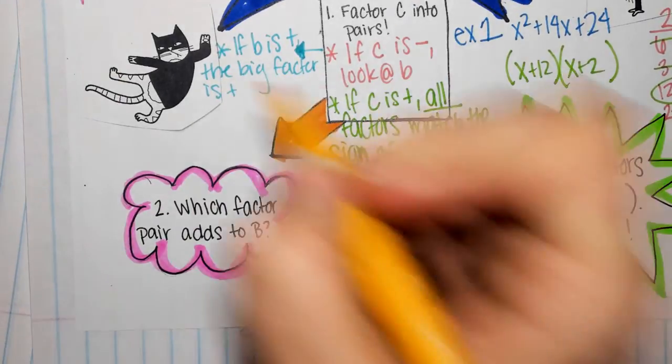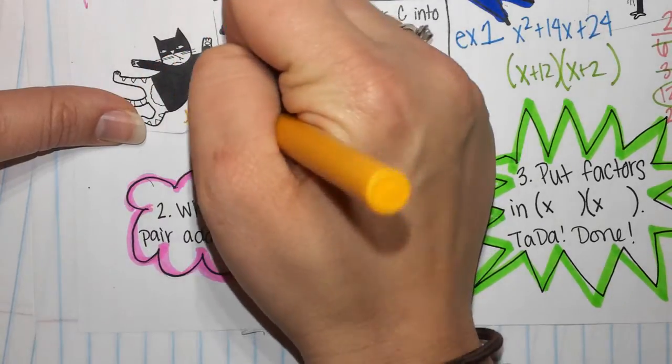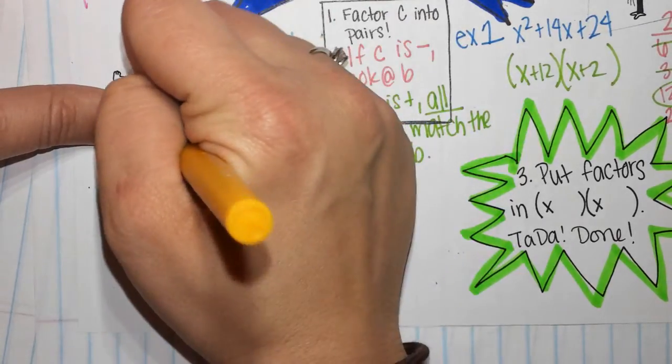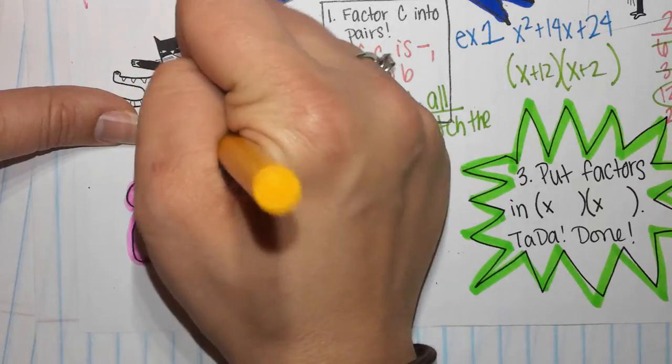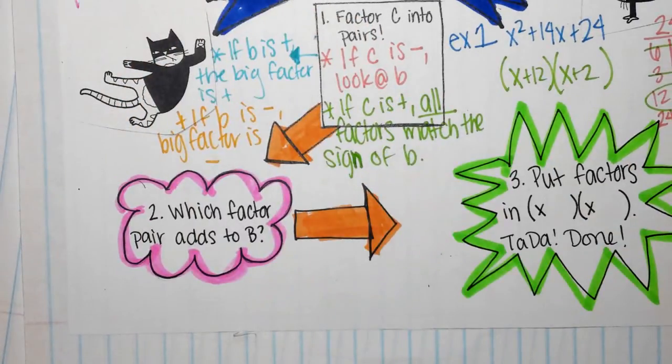What if B is negative? If B is negative, big factor is negative. And we are going to execute and show what that really means. Are we ready?